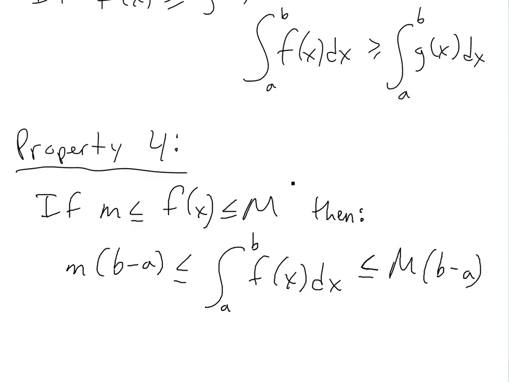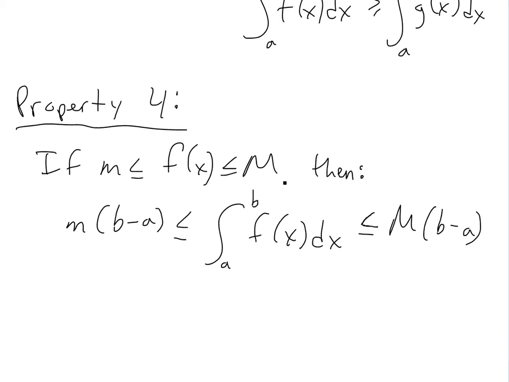Now the last property I'm going to get to today is property 4. If small m is less than or equal to f of x, and f of x is less than or equal to capital M, and these are both constants, then small m times (b minus a) is less than or equal to the integral of f(x) dx from a to b, and that is less than or equal to capital M times (b minus a).